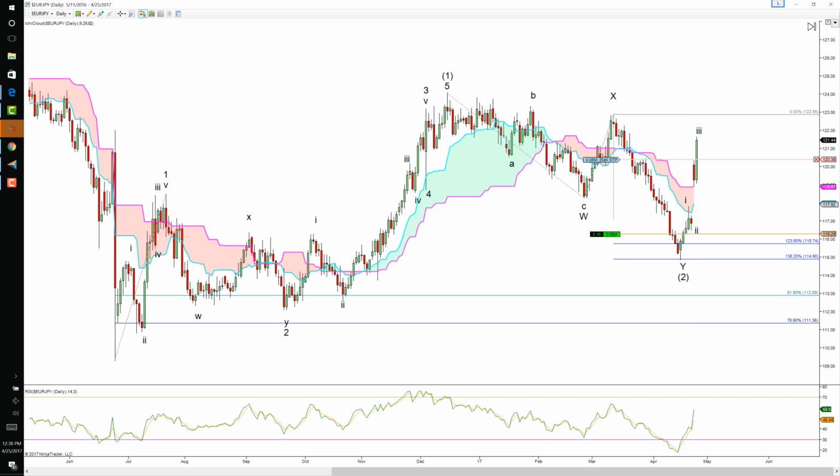So I got 1, 2. This is possibly the completed wave 3. As you can see here, it did find a little bit of resistance right where this moving average on my Ichimoku cloud is. This can be completed, so I could see some movement to the downside, which is why I'm going to lock in almost 400, actually 400 pips. So that's fine. If it does move against me, I can take the profit, wait till it comes back down, and hop back in.